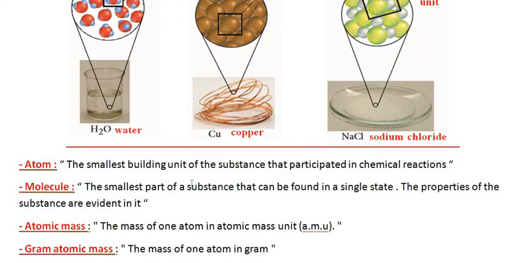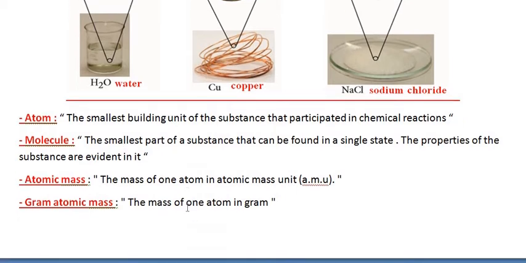The atom is the smallest building unit of the substance that can participate in a chemical reaction, while the molecule is the smallest part of the substance that can be found in a single state.